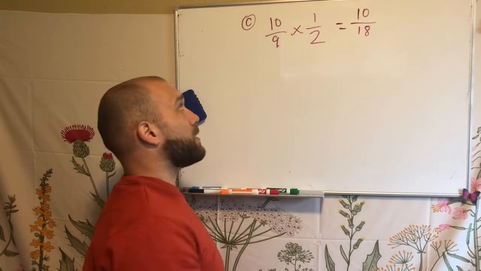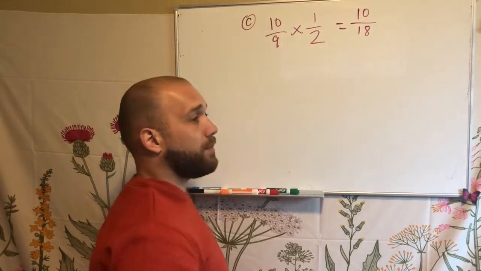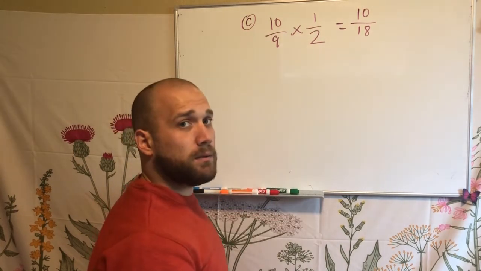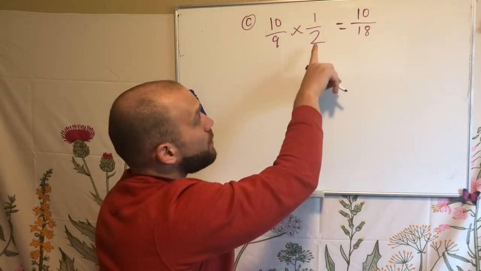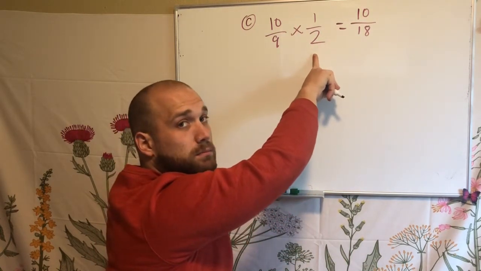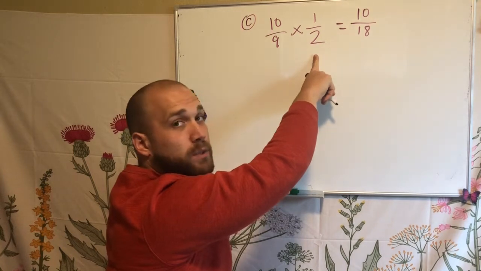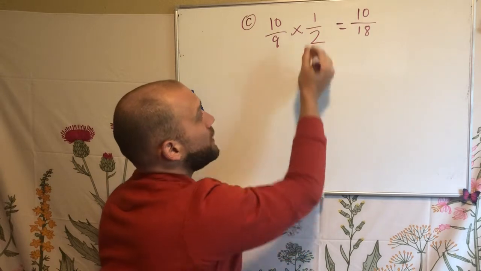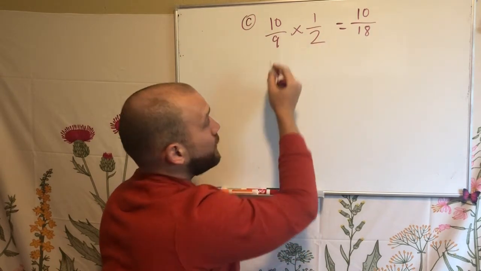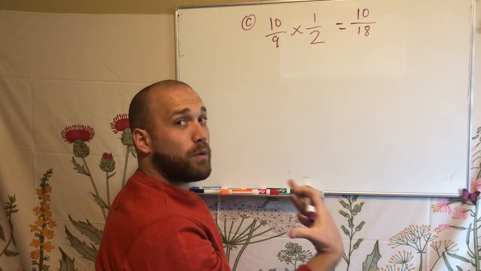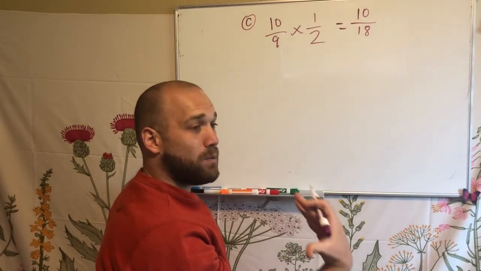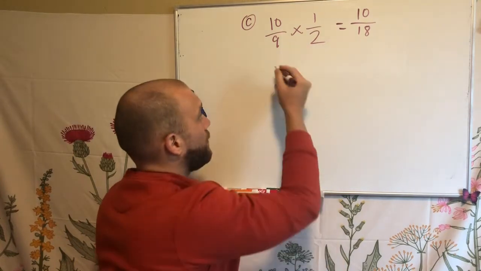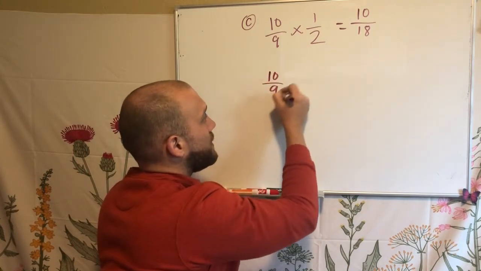Now, which number is bigger? The one that we started with or ended up with? The one that we started with. How do we know that? Because the number we're multiplying by is less than 1. It's not 2 over 2, it's not 3 over 2, it's 1 over 2, it's half. It's not completely full, it's only halfway. So we know that the 10 over 9 is going to be the bigger number, because if we multiply it by a number that is less than 1, we're going to end up with an answer that is less than what we started with. So 10 ninths is the bigger number.